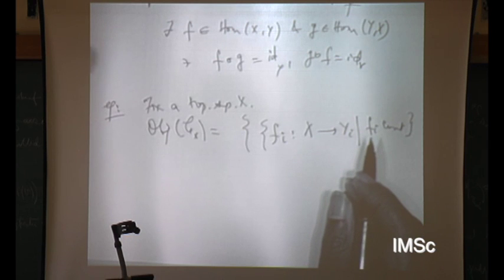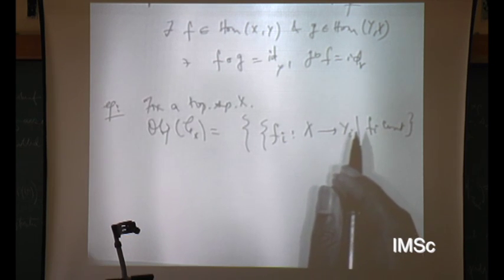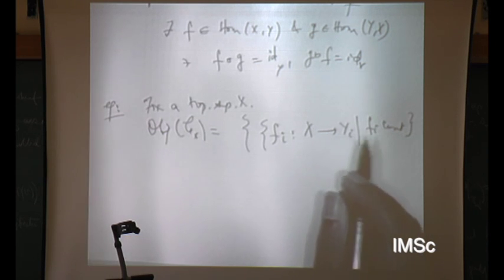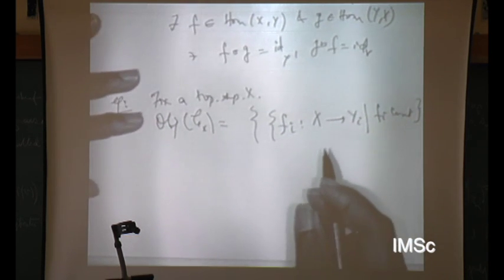Okay. One often calls this category theory as arrow theory or general nonsense, for reasons that I will try to convince you of.